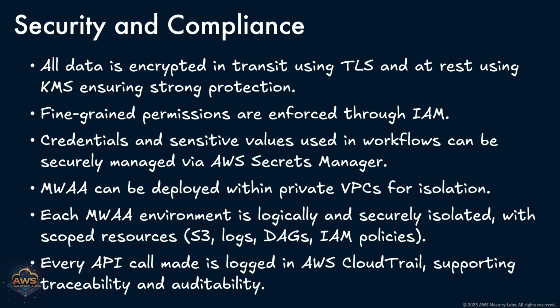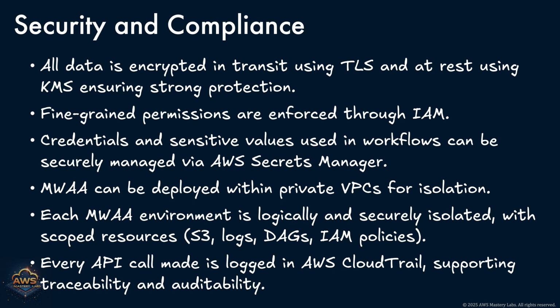Security and compliance are critical when orchestrating workflows that move and process sensitive or business-critical data. Amazon MWAA is designed with robust security controls that align with AWS's enterprise-grade best practices. First, all data in MWAA is encrypted, both in transit using TLS and at rest using KMS. This ensures strong protection whether data is moving between systems or being stored in S3, logs, or the metadata database.